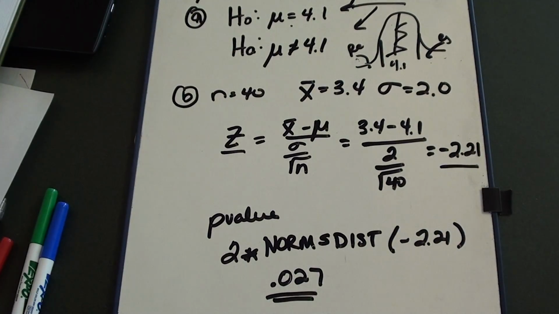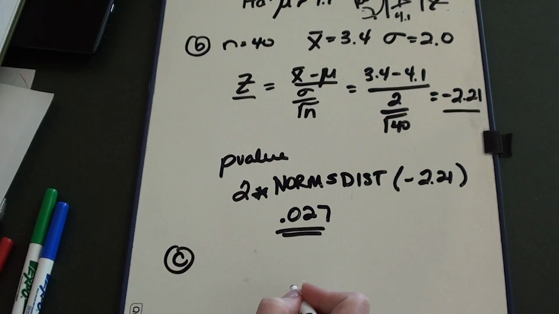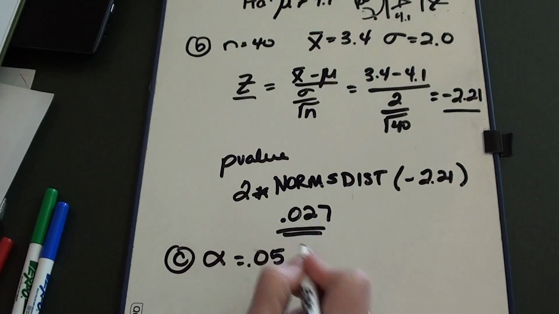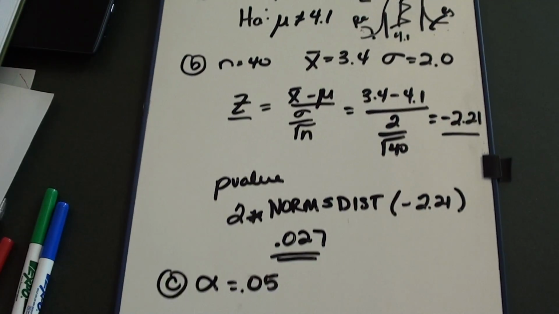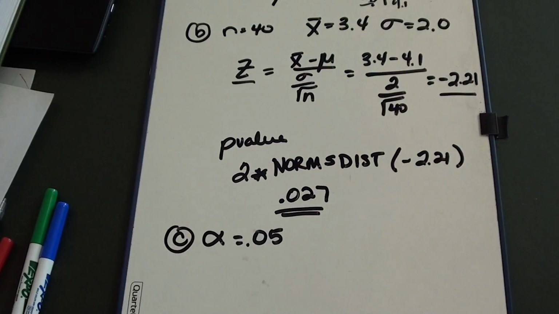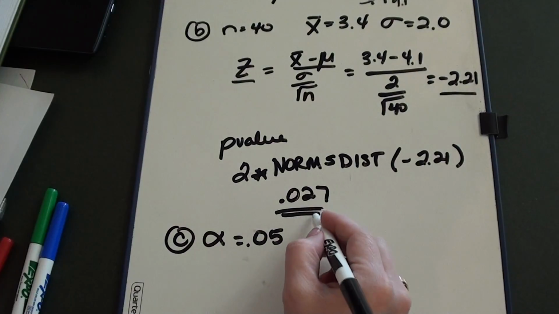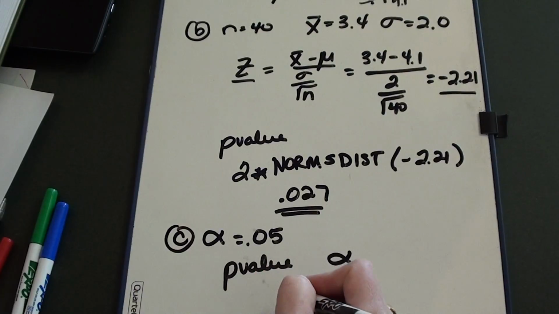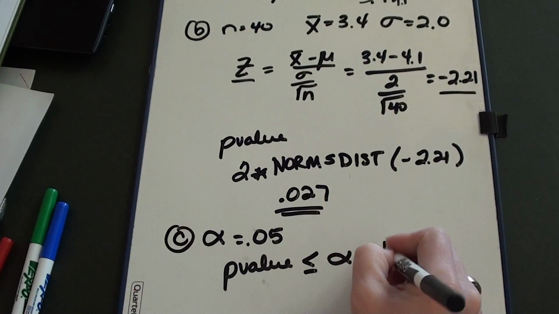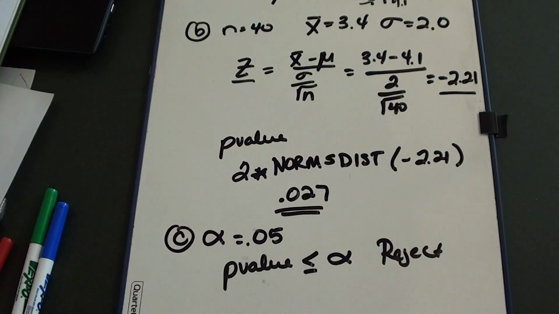Part C says, at a 5% level of significance, or 0.05, what is your conclusion? Meaning, are we going to accept or reject our null hypothesis up here? The way you determine that is in a table on page 367, and what you do is compare your p-value to your level of significance. If the p-value is less than or equal to the level of significance, then you reject the null. If it had been greater than, then you would accept.